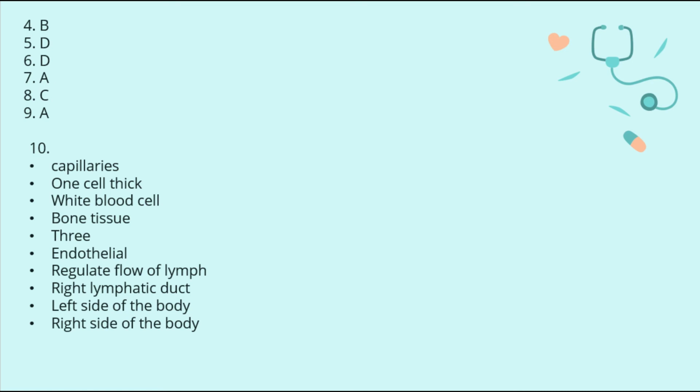The first one of these drains the left side of the body, right side of the body above the diaphragm, lower limbs and pelvic area. The second drains the upper body above the pelvis, right side of the body, lower part of the body, and the upper left side of the body. Our answer is capillaries, 1 cell thick, white blood cells, bone tissue, 3, endothelial, regulate flow of lymph, right lymphatic duct, left side of the body, and right side of the body.